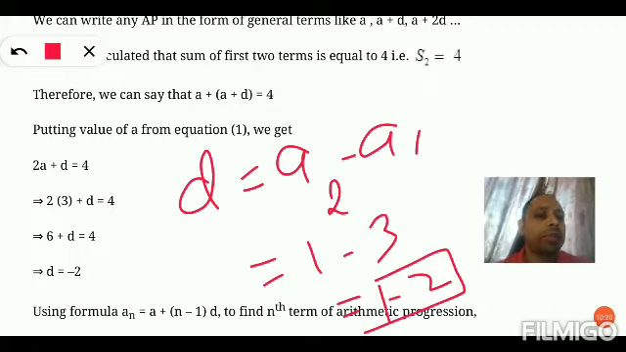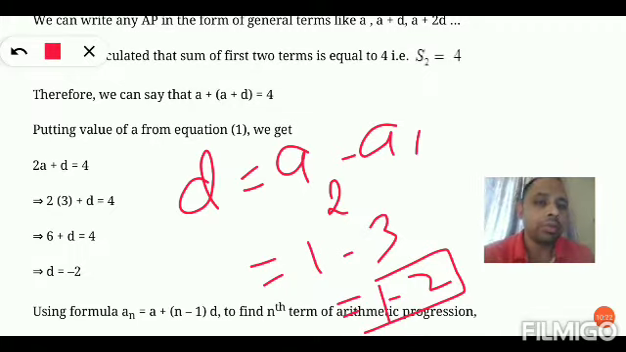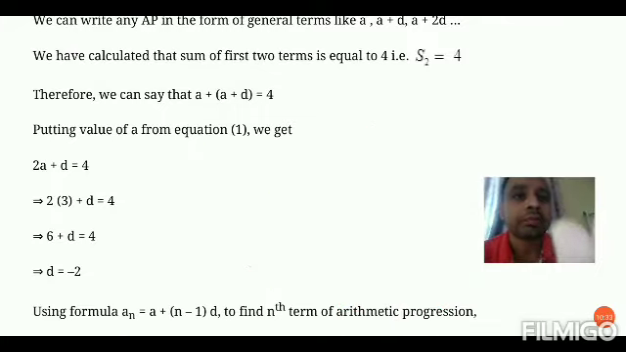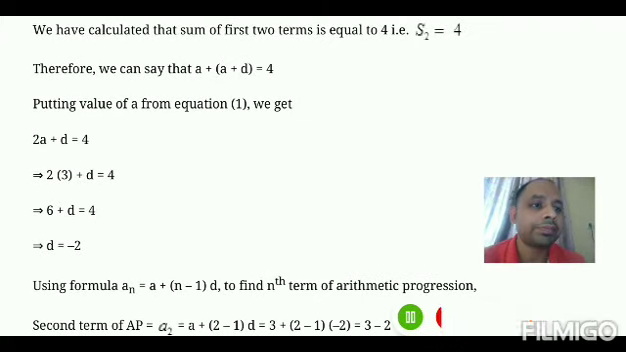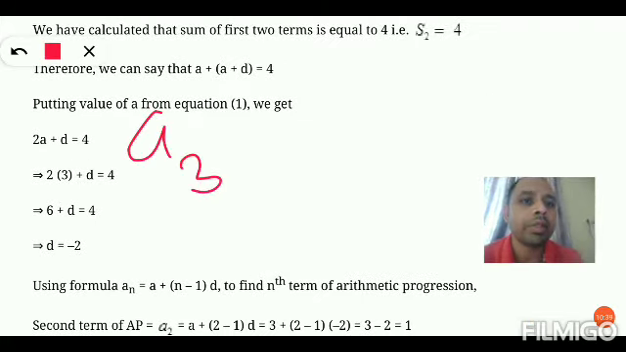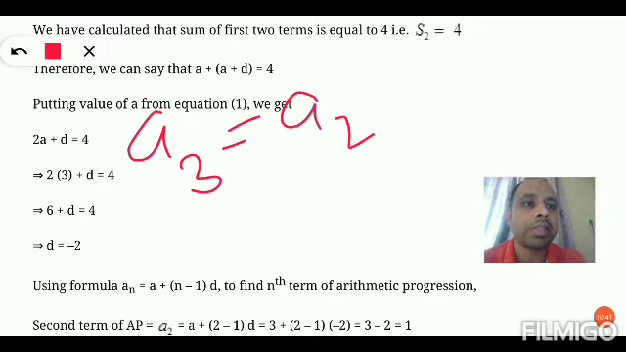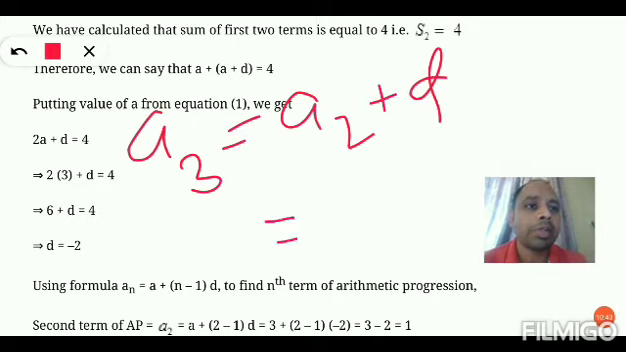Now we have to find a3. a3 means a plus 2d or a2 plus d. Here a2 is 1. Therefore the third term, a3, is a2 plus d, and a2 is 1 and d is minus 2.